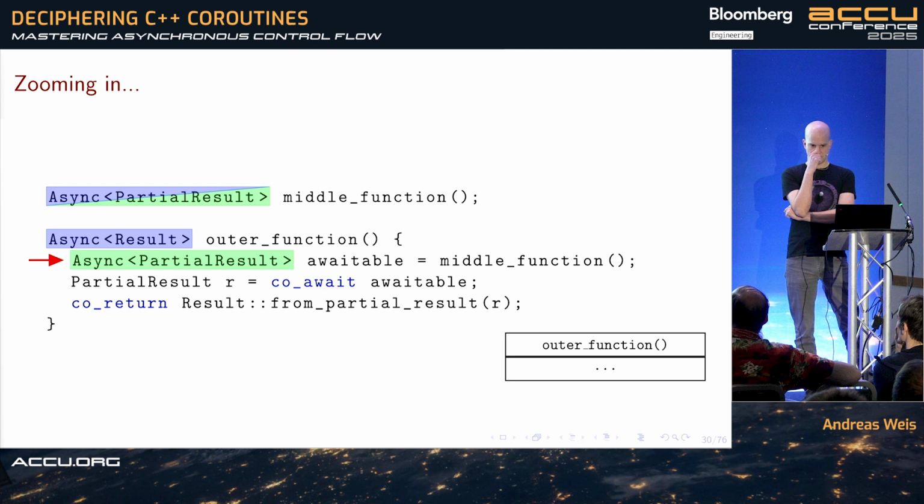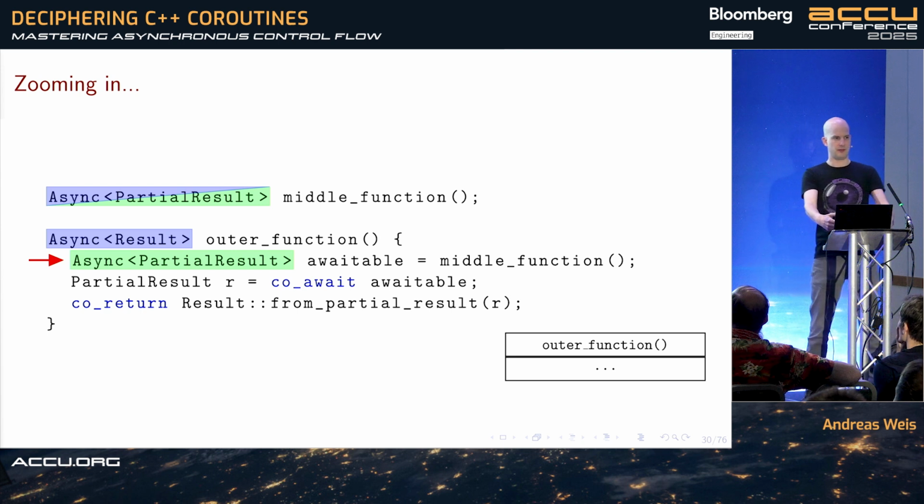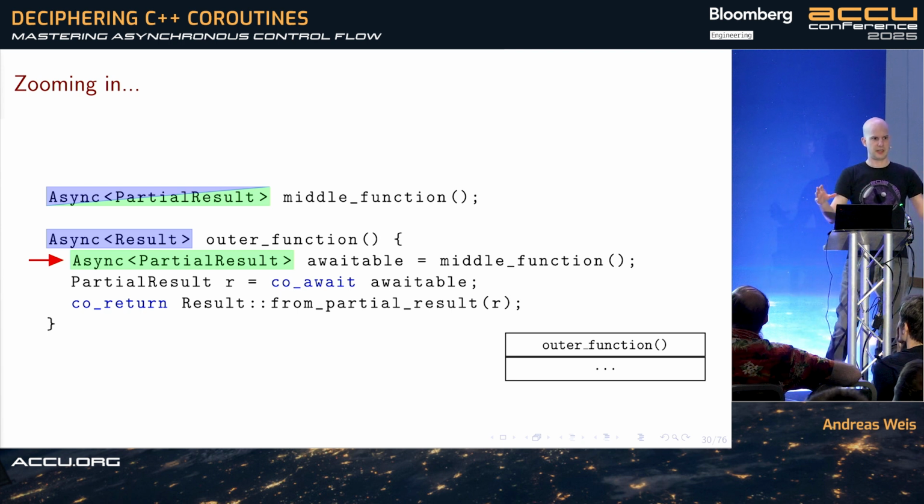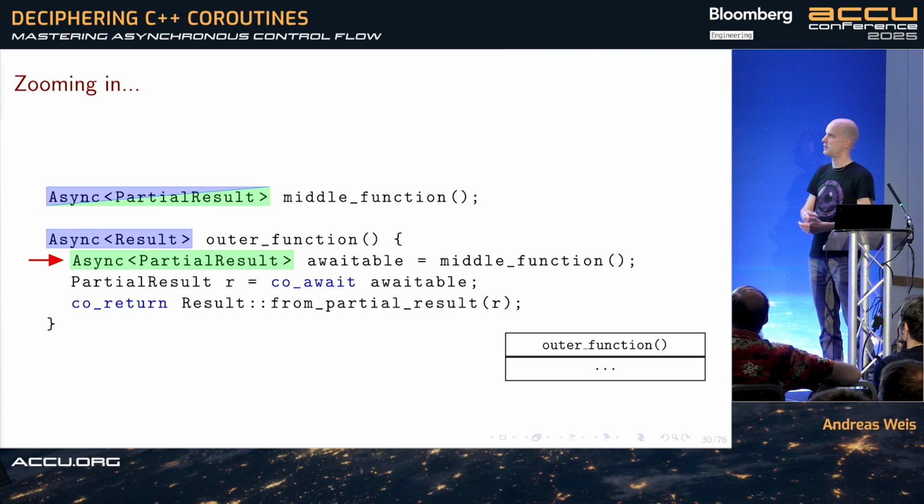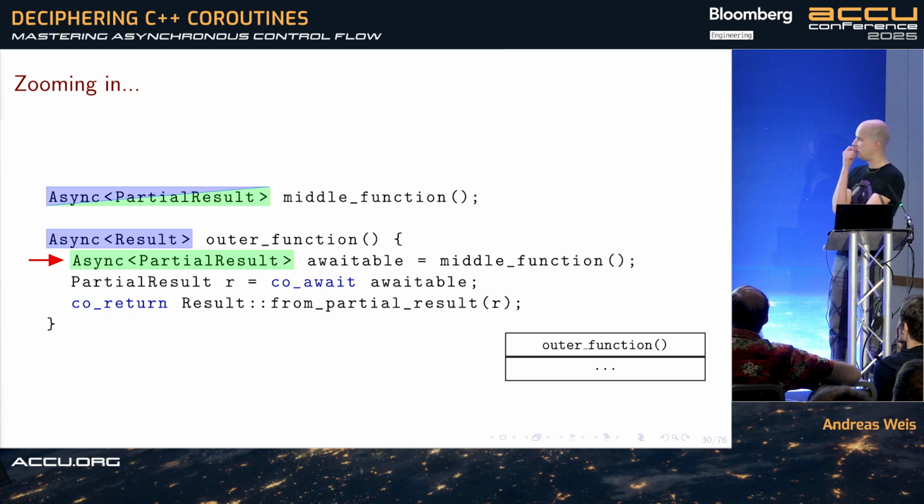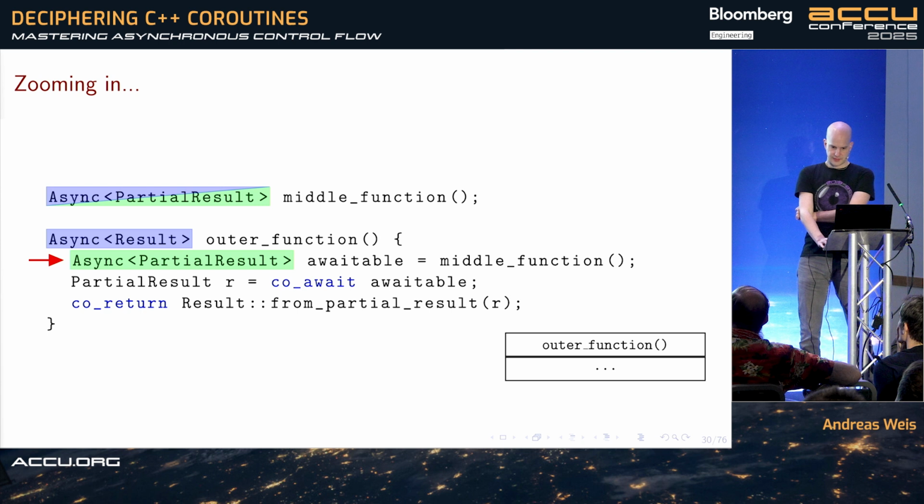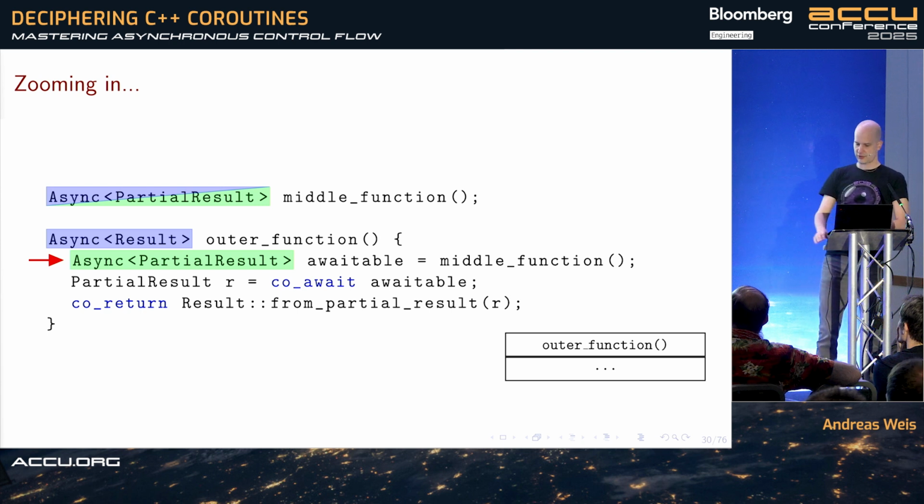Okay, so let's zoom in a level, right? That was just a very high level overview from main. So how would this look in the outer function? This function calls the middle function, right? The middle function eventually returns.